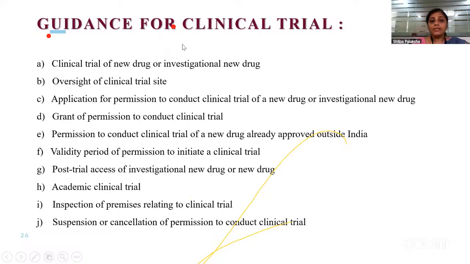Similarly, the guidance for clinical trials also has many things listed out. It can tell you about the new drug or investigational new drug, the clinical trial site and what requirements are needed, the application for permission to conduct the clinical trial, and the validity period, as we mentioned earlier. For academic clinical trials, it covers what we should do, what the process is, and what regulations apply, because it is a smaller setup, not like the larger setup of a global trial. It also covers the inspection process: who will be inspecting, what the regulatory requirements are when the inspection happens, and what you should do. Guidelines on suspension and cancellation of permission for clinical trials are also available.